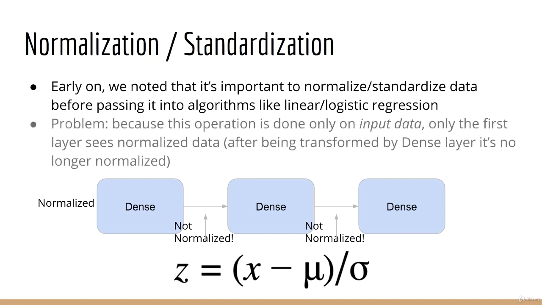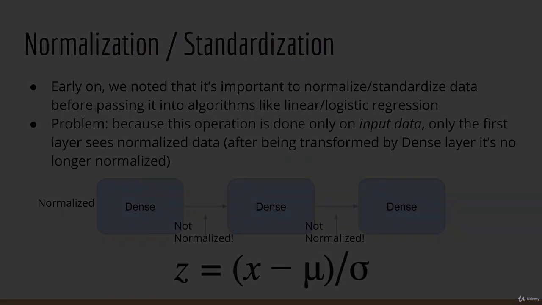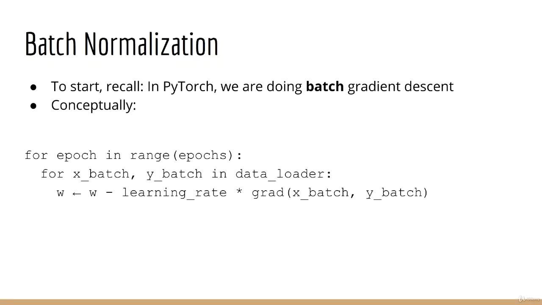But because this is an operation on the data, we can only do it at the very first layer of the neural network. What happens if the data becomes not normalized at some later layer? Then that layer has to deal with unnormalized data, which is not as good as normalized data. So this begs the question, how can we make the data at every layer normalized? The answer is batch normalization.